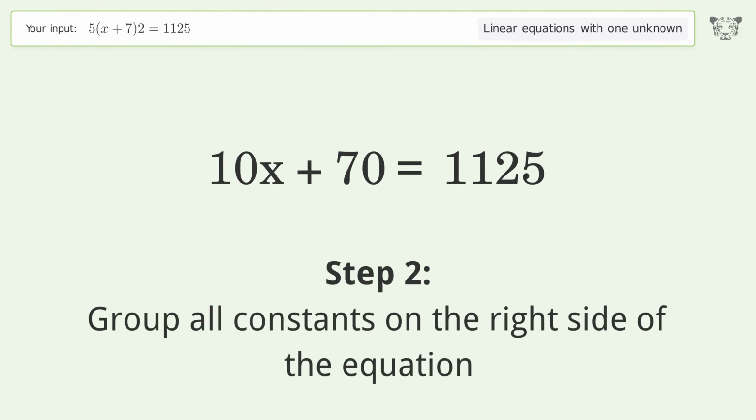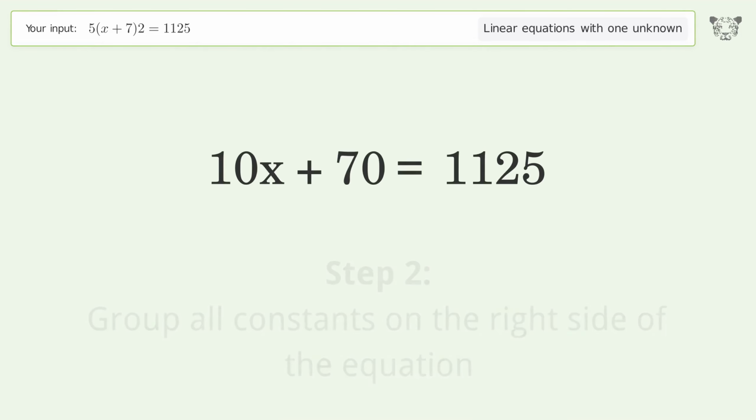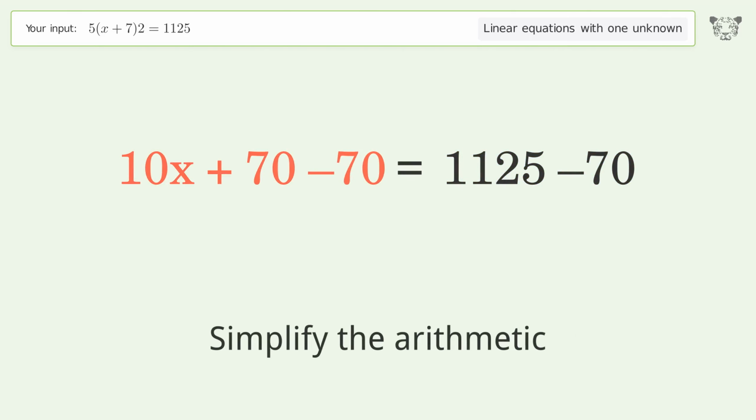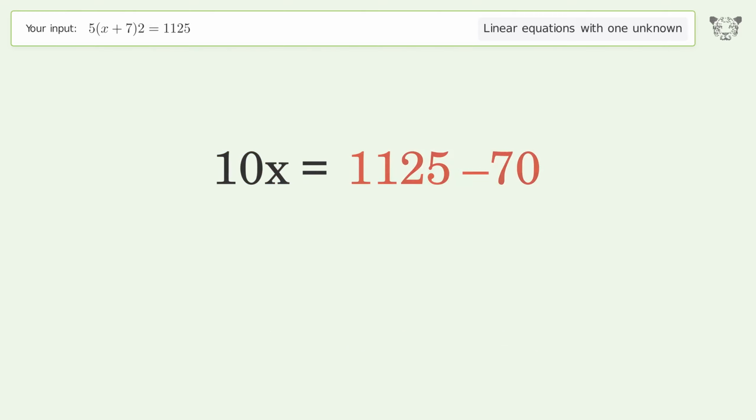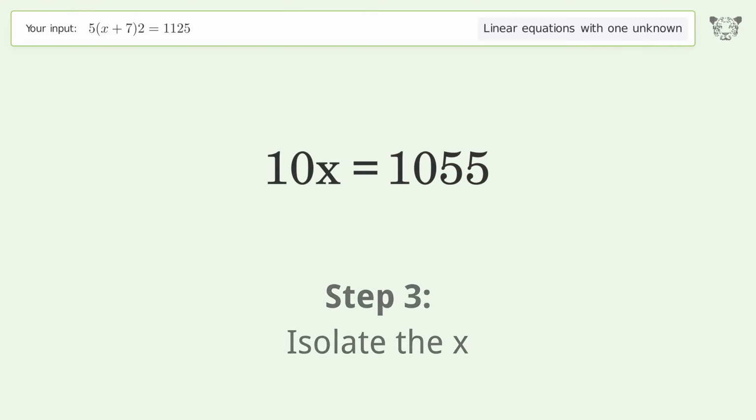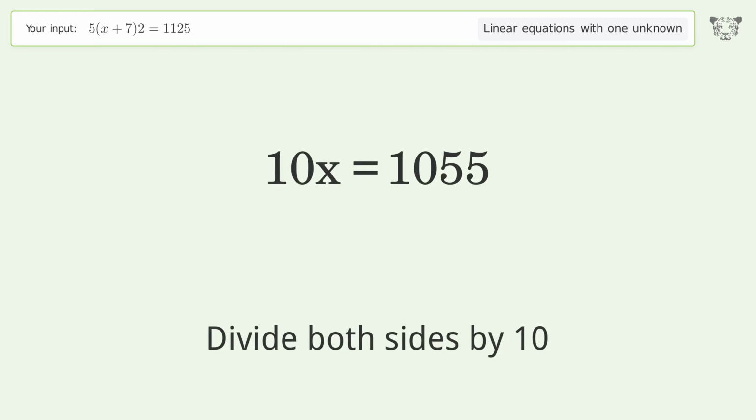Group all constants on the right side of the equation. Subtract 70 from both sides. Simplify the arithmetic. Isolate the x. Divide both sides by 10.